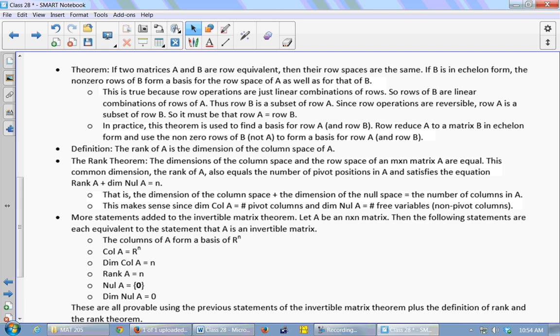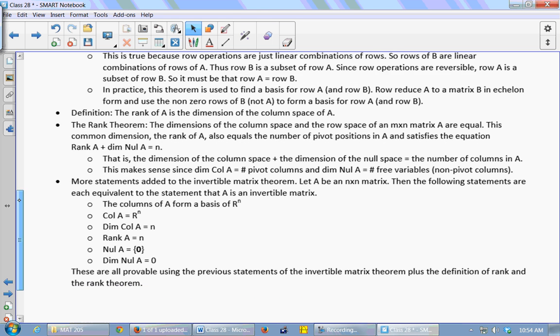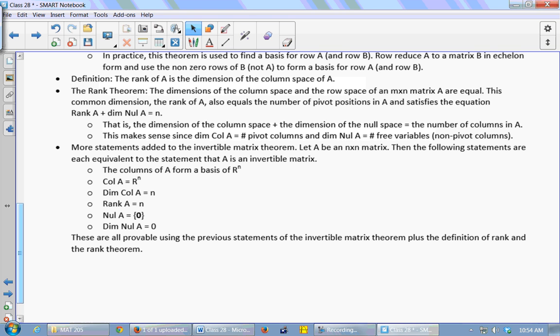Okay, so definition, the rank of a matrix A is just the dimension of the column space of A. And the rank theorem says that the dimension of the column space and the dimension of the row space are always the same, and that the rank of A plus the dimension of the null space of A is always equal to n, the number of columns in the matrix. And this last part makes sense because the dimension of the column space of A is the number of pivot columns, and the dimension of the null space of A is the number of free variables, which only occur in non-pivot columns. So if you add up the pivot columns and the non-pivot columns, you should get the total number of columns.